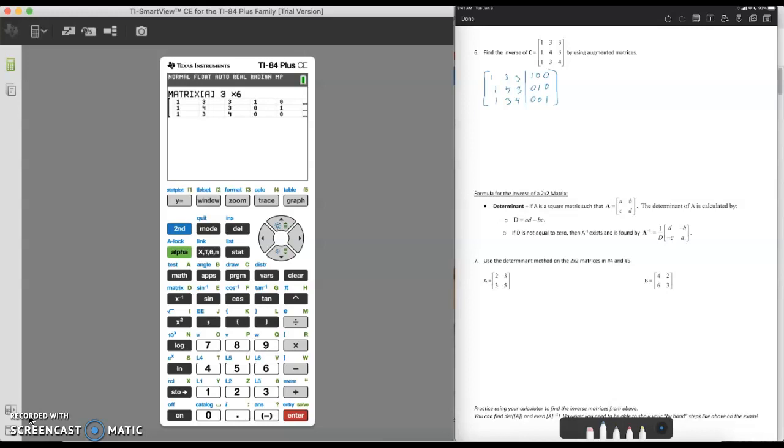I've also put this augmented matrix in my graphing calculator in matrix A. It ends up being a 3 by 6, so go ahead and take a second to do that if you need to. Then what we need to do is pivot first around this top left one. It's already a 1, which is great. So all we need to do is the row operations to turn the ones below it into zeros.